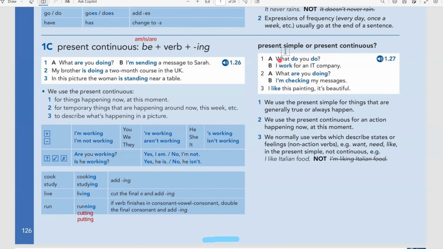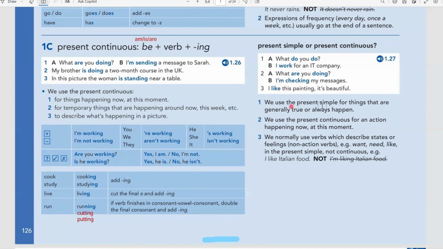So for present simple, we use do, does for the question, and doesn't or don't for the negative. Present continuous, we don't use that. We just use am, is, are. If I want to make the question, I use are or am or is before the subject. And we have got ing. I am checking. So when there is ing, that is a continuous form, guys. When there is ing and am, is, are, that will be present continuous.